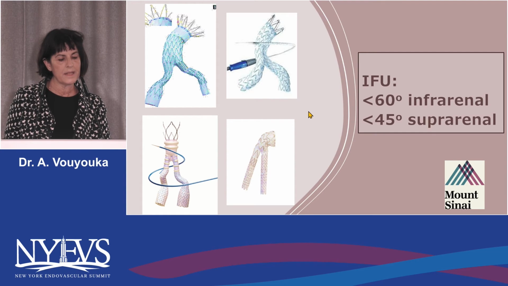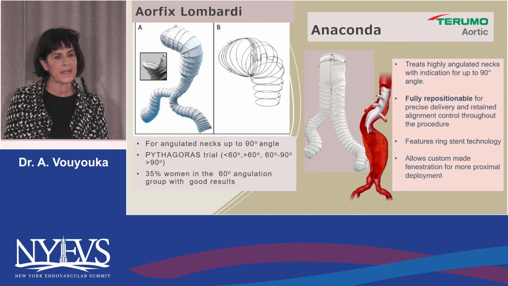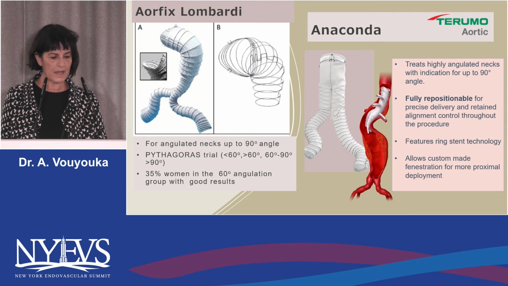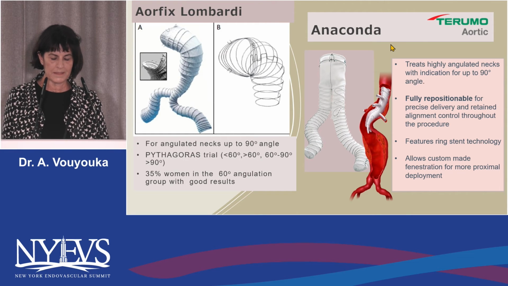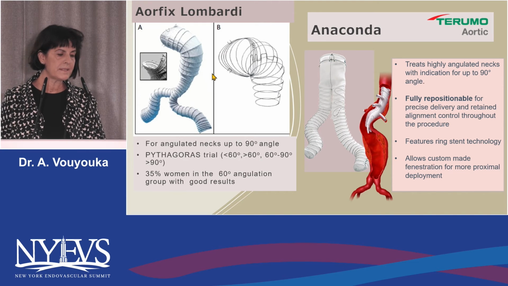So all the common devices that we use have an IFU for infrarenal angulation less than 60 and suprarenal less than 45. Most of us have used them outside of these instructions. The ones that have approval for high angulation are the Treo device, that looks like Anaconda, and the Anaconda device, which is by Terumo.